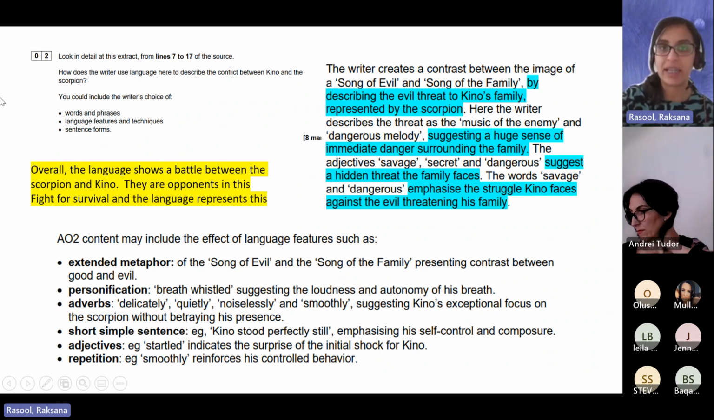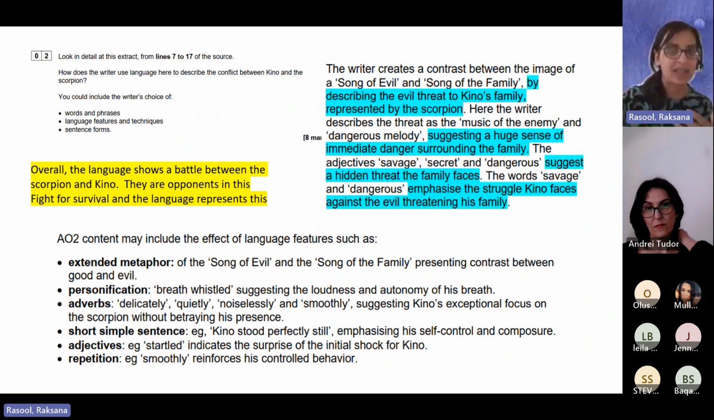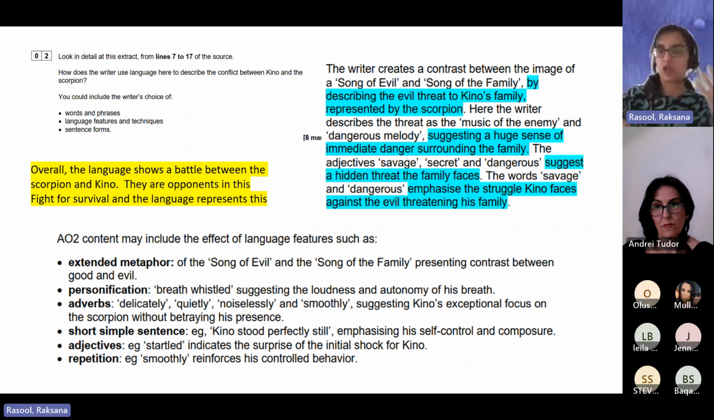And that's the conflict. Kino's instincts are to grab this scorpion and throw it out. But actually, he has to go against his instinct and use his rational brain, which says don't spook it because it will attack my child.